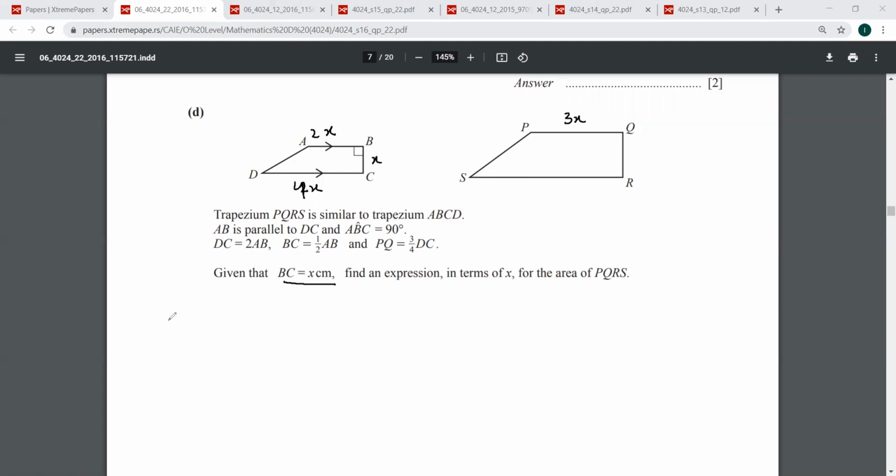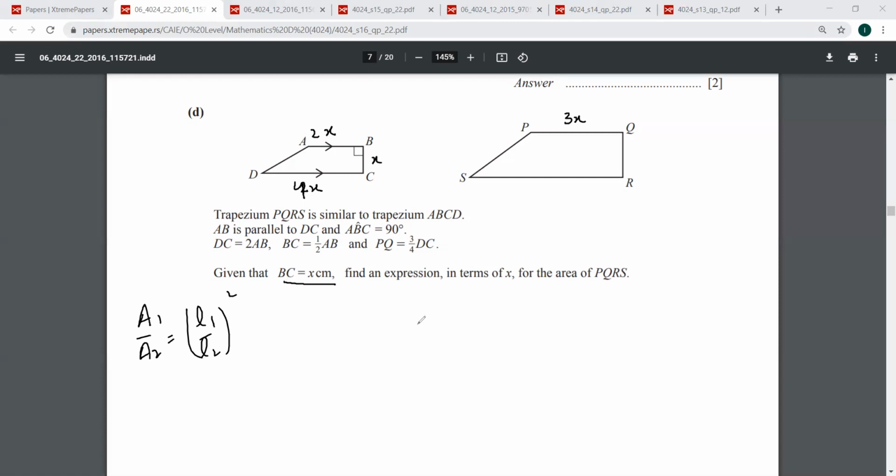Now remember, when you have two similar shapes, the ratio between their areas is equal to the square of the ratio of their corresponding sides. So it says find an expression in terms of X for the area of PQRS. Now you can find the area of this ABCD in terms of X first of all, or maybe let's see that.